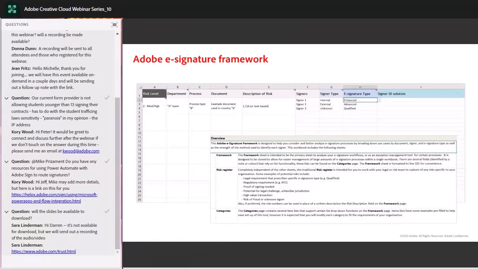Okay, perfect. The e-signature framework is literally in the Adobe Trust Center. I saw one question there. You do have to fill in your name, but we're not using it for any demand gen purposes. It's just to understand who's using it so we can get some feedback.